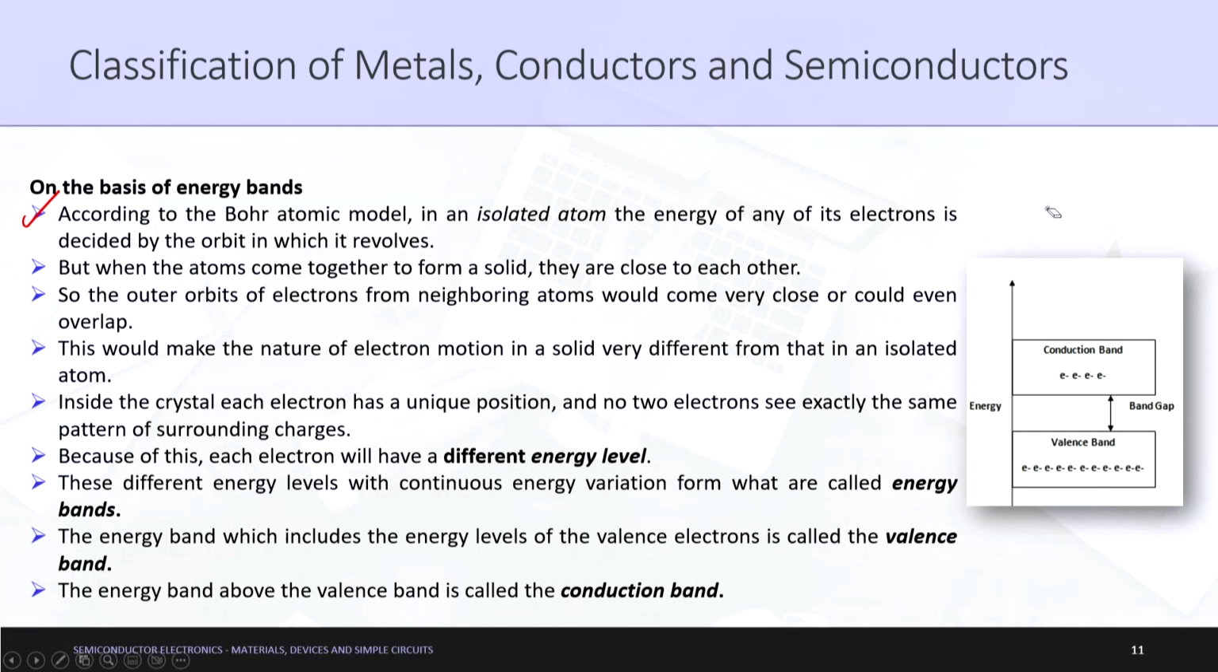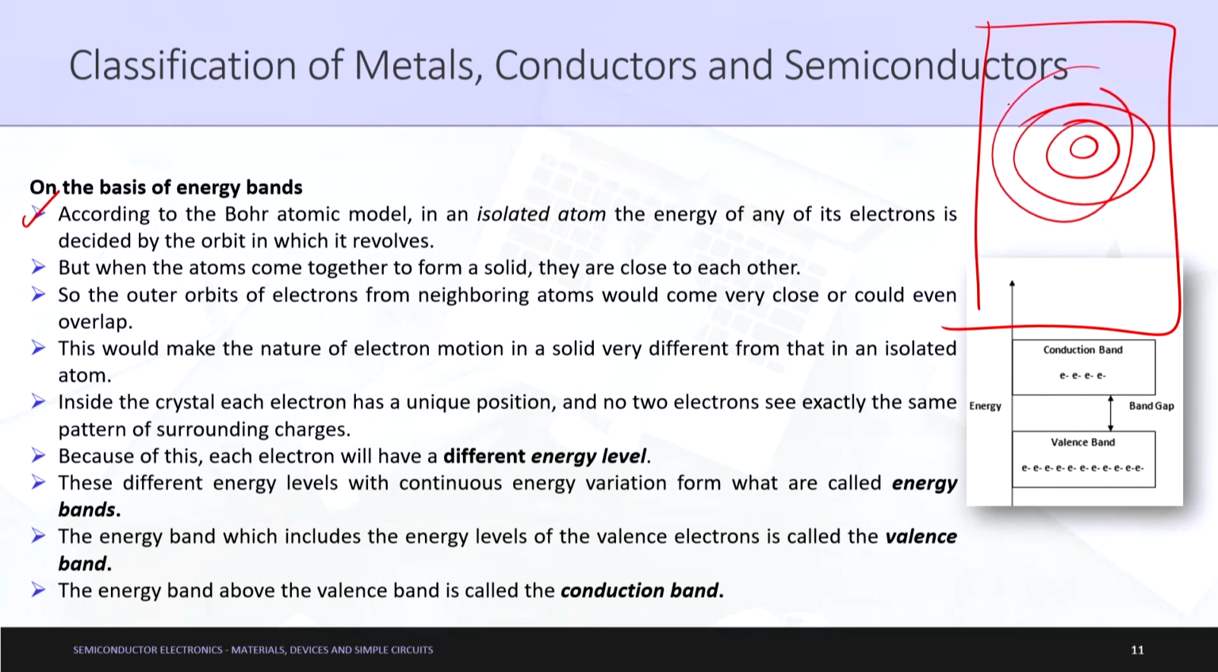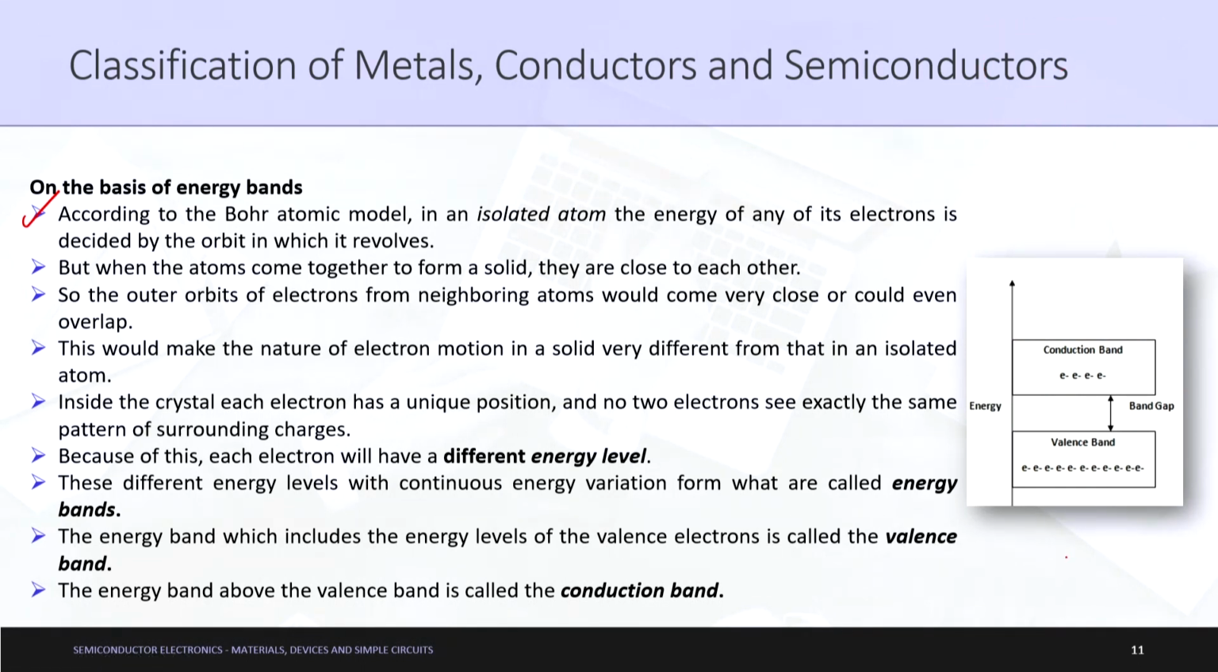So basically that is what is written here. According to the Bohr atomic model, in an isolated atom, let us say this is the isolated atom which I just made, the energy of any of its electrons is decided by the orbit in which it revolves. This concept has also been explained in the chemistry lectures, so I won't go into that. I am assuming you know that the energy is different for each electron residing in different orbits.